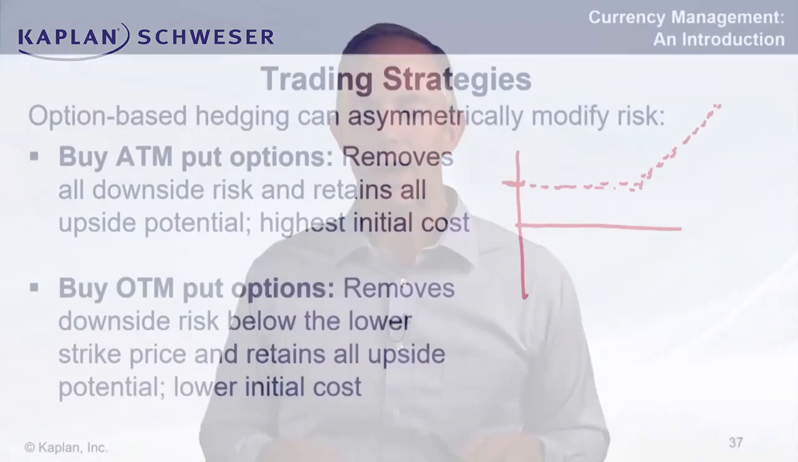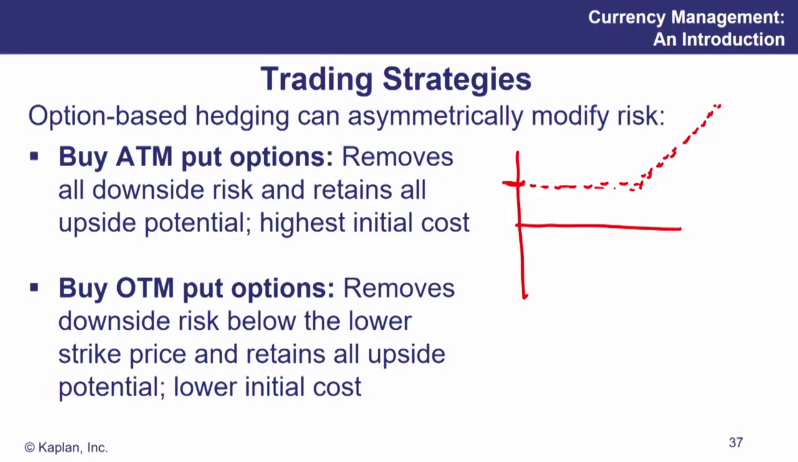That's why the combined payoff of that protective put position is flat when you combine the asset plus the put. But then I still have all of that upside potential, where if things move in my favor, I can still capture that upside. Now, this also has the highest initial cost because I have to pay money up front to buy that put option. Now, one other thing I could do is buy out of the money put options.